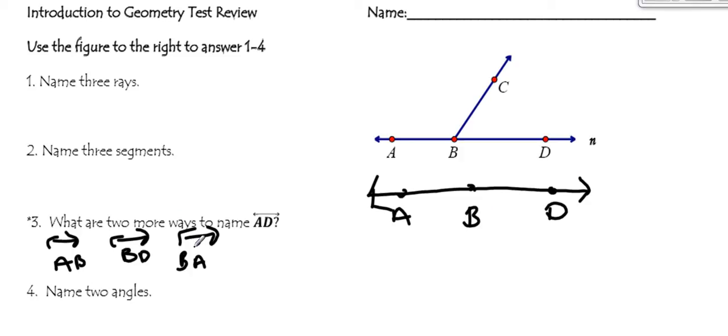Or if you don't want to use this symbol and you see a little lowercase italicized letter, you can call it line with the word line and then the lowercase italicized letter, for example line n.